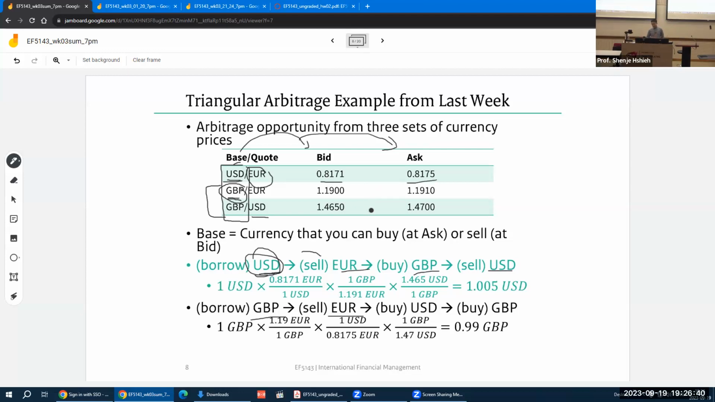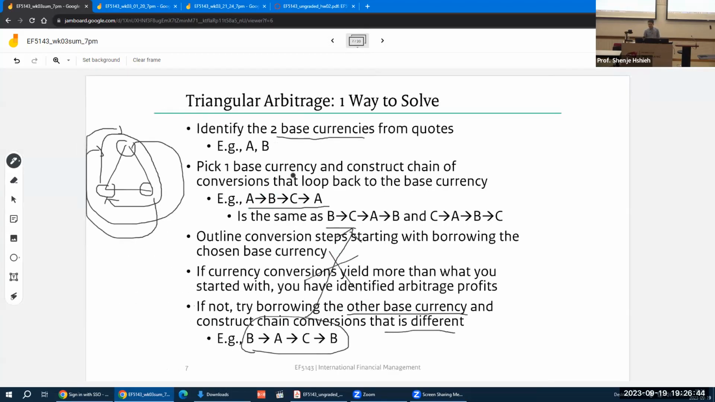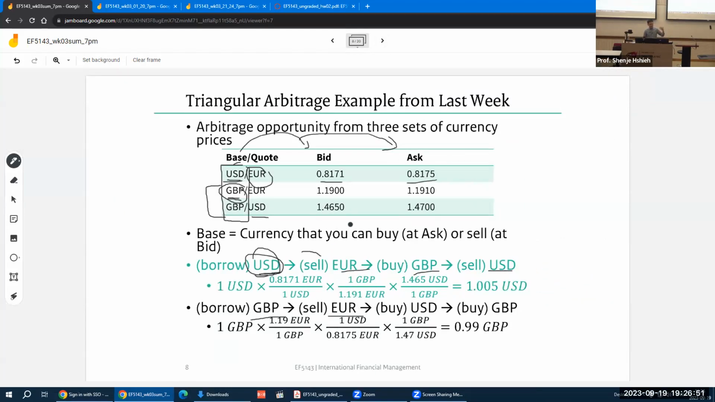Okay. So let me say that again. If you do it this way, you look at the base currencies and you borrow it. And then the first step is always sell. Then the subsequent actions are buy and sell. So sell, buy, sell. Sell, buy, sell.